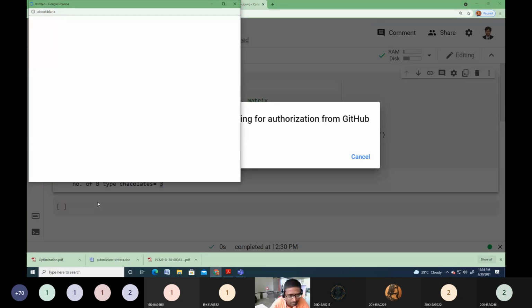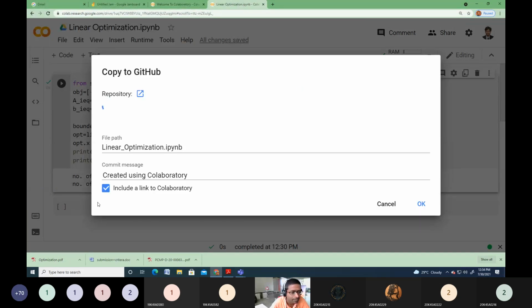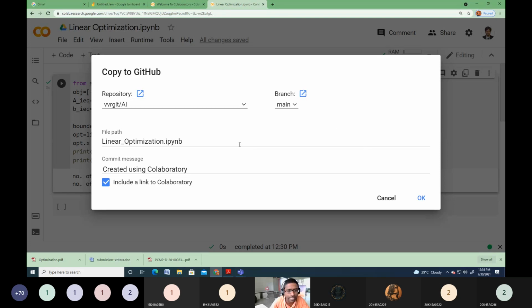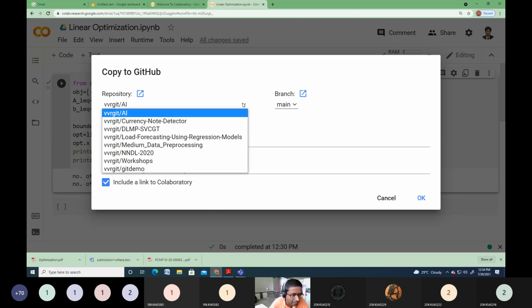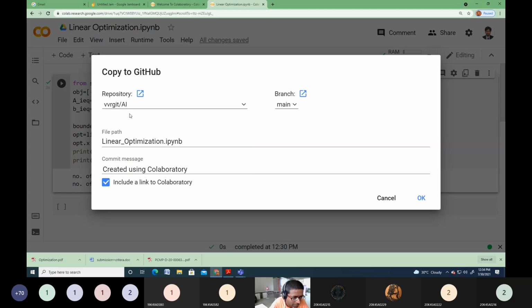Now it's trying to connect to your GitHub. I am already logged in to my GitHub account on my computer, so it's not asking for any user ID and password. Maybe it will ask you for your GitHub user ID and password. It will show the different repositories I have: VBR Git, the AI repository, the currency note detect repository, DLMP, and others. Now I want to push it into the AI repository, and I want to keep the linear optimization.ipynb file in the main branch. I just click on OK.